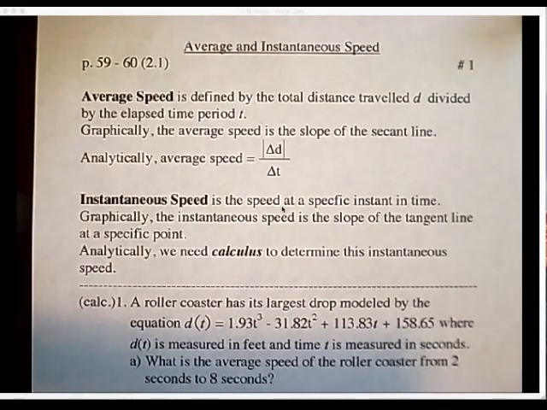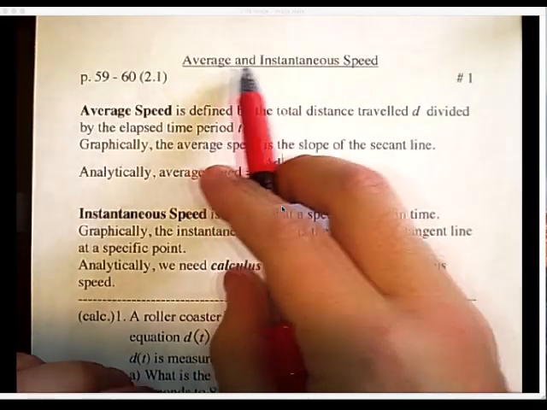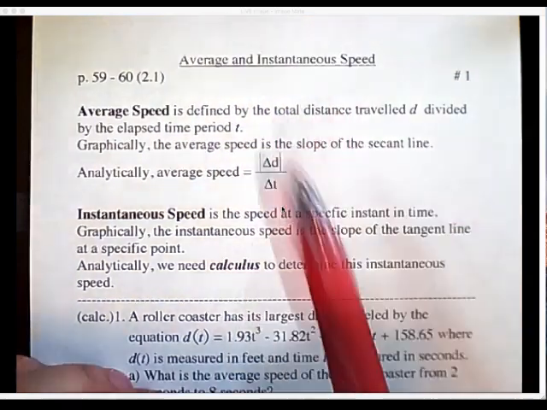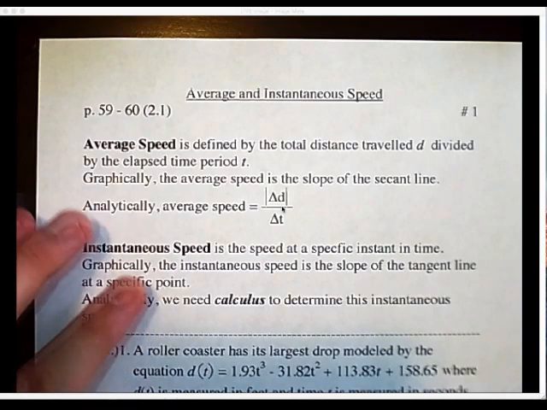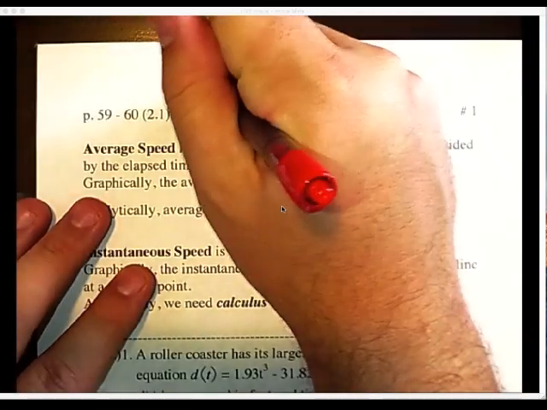This is note card 1 from Stacy McMullen. She calls this average and instantaneous speed. So before we actually jump into the first note card here, let me tell you about speed real quick.